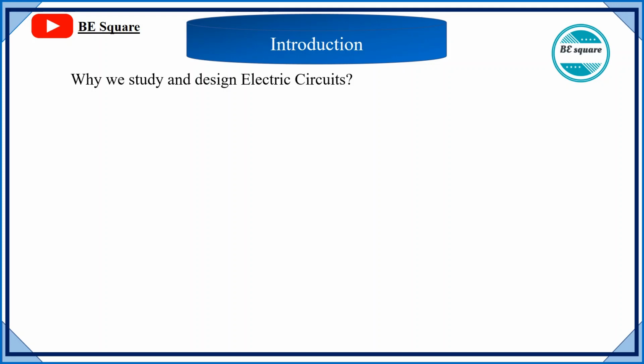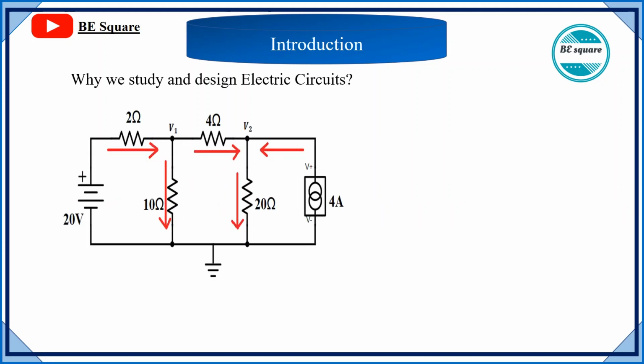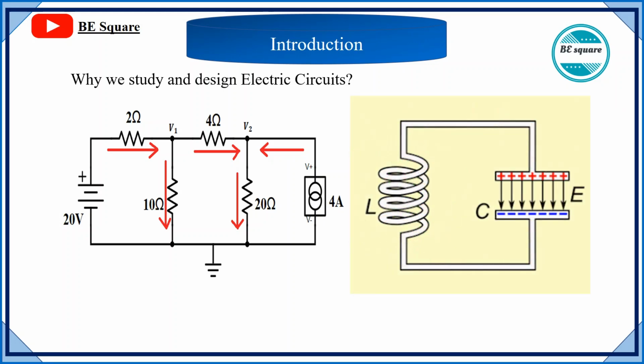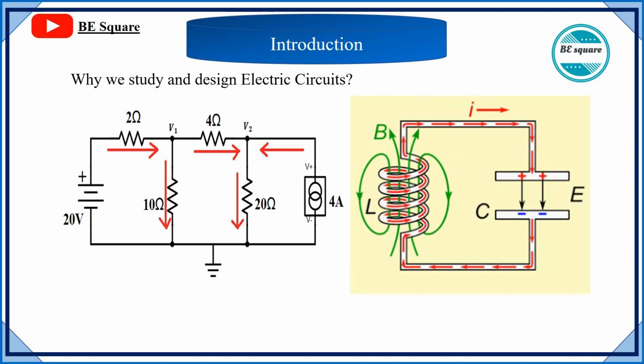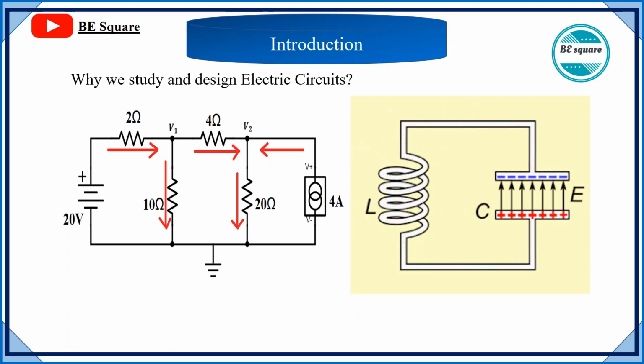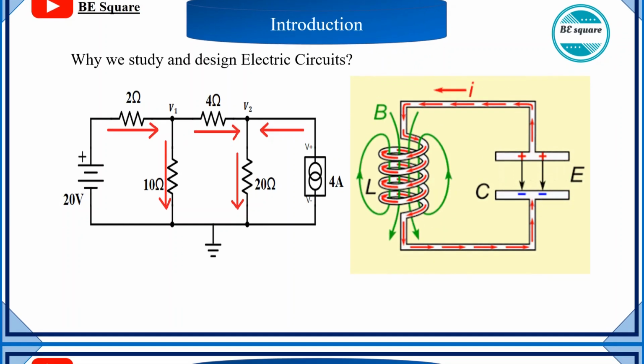Look at this simple circuit having a 20-volt battery, 4 resistors of different values and a load of 4 ampere. Current is flowing from left to right in the 2 and 4 ohm resistors while flowing top to bottom in the 10 and 20 ohm resistors. Let us see the second diagram. In this animated diagram, a capacitor and inductor are connected in such a way that both are sharing some energy present in them. To know their behaviors, a grip of knowledge is required in this course.